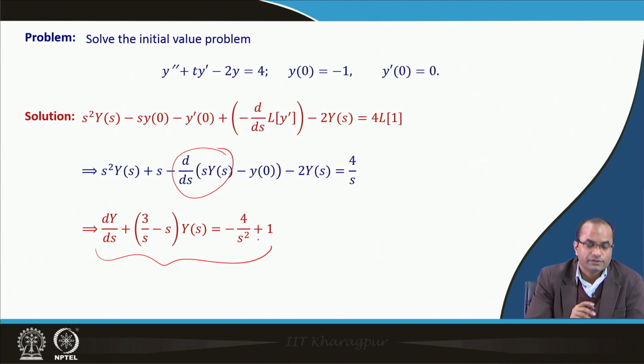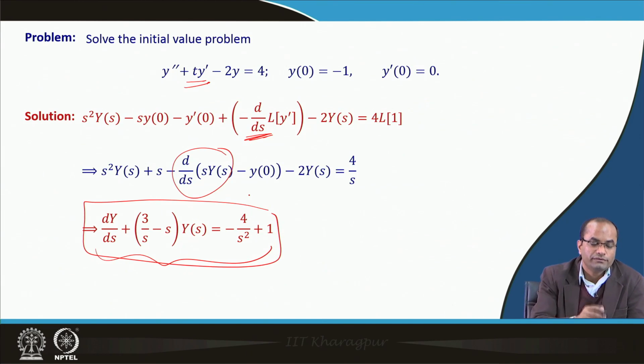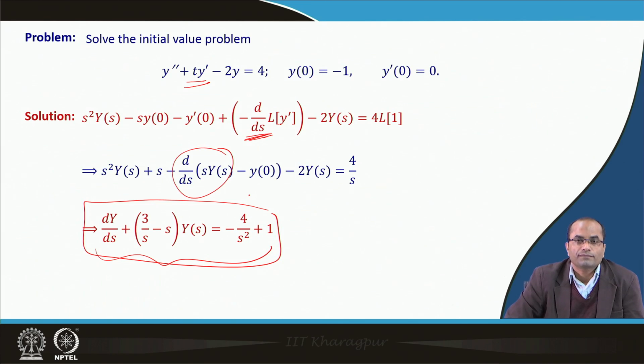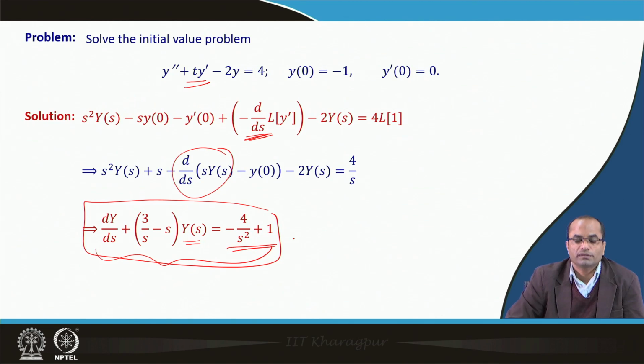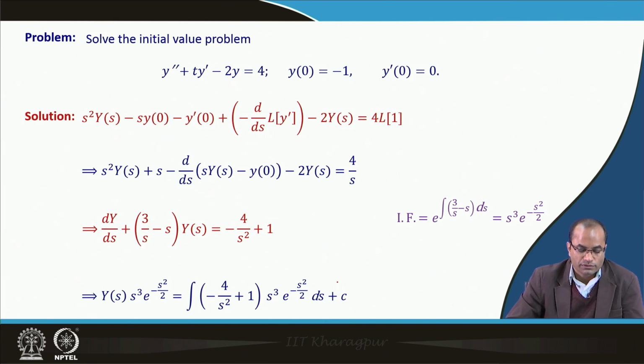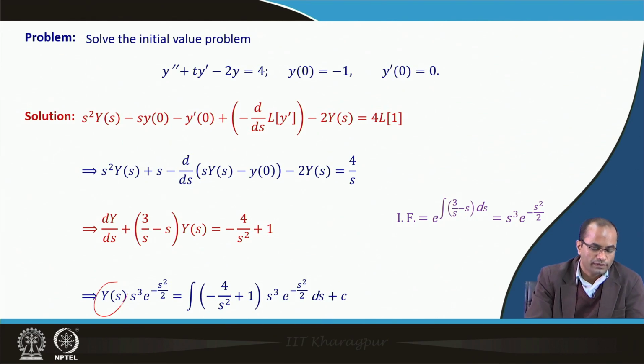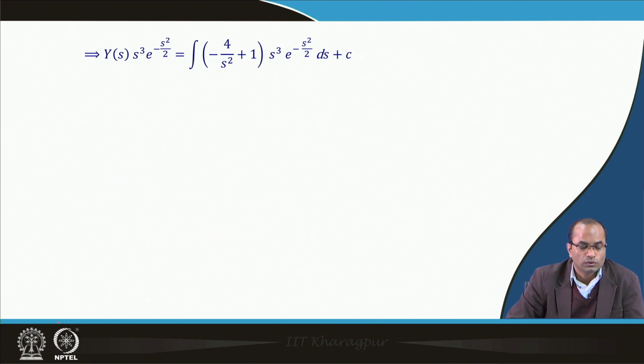Finally, we will get a differential equation in this case, not just an algebraic equation, because of this t there and this derivative term has appeared. So, we will get a differential equation when we have coefficients depending on the independent variable. So, we have dY over ds plus (3 over s minus s) Y(s) on the left, and on the right hand side minus 4 over s squared plus 1, and this is a linear equation. So, we have to find the integrating factor and then we can write down its solution. The rest is just simplification to get again this Y(s). So, we can go forward.